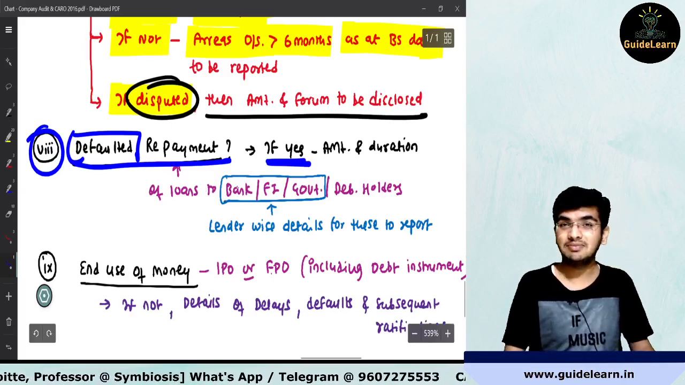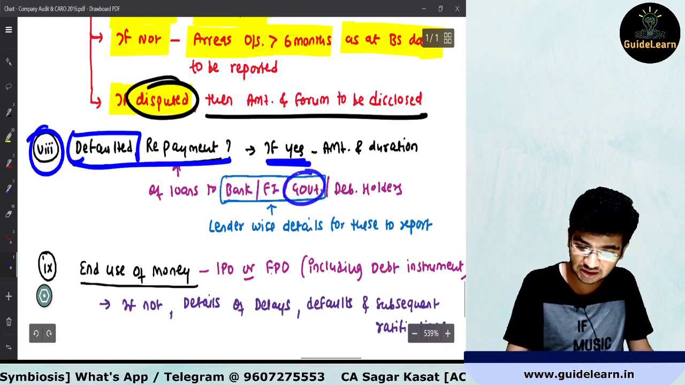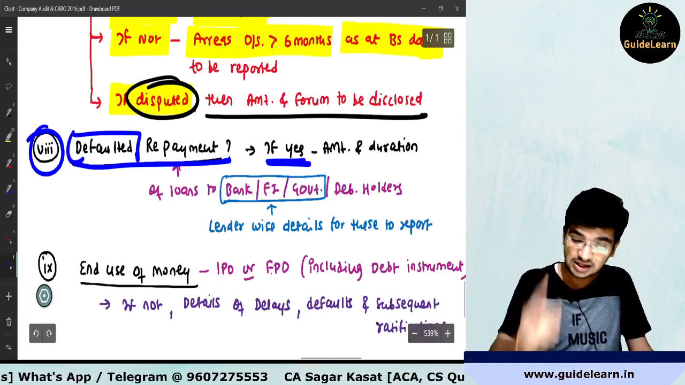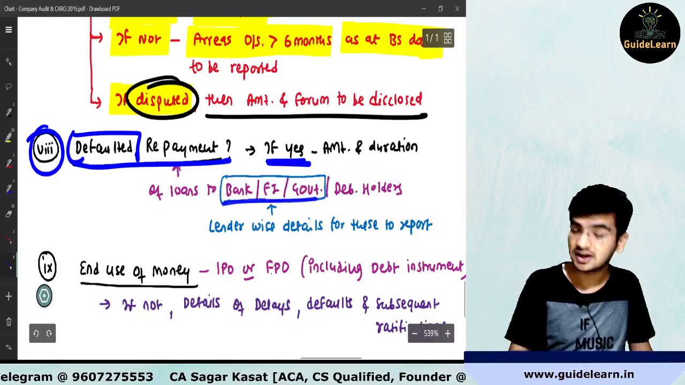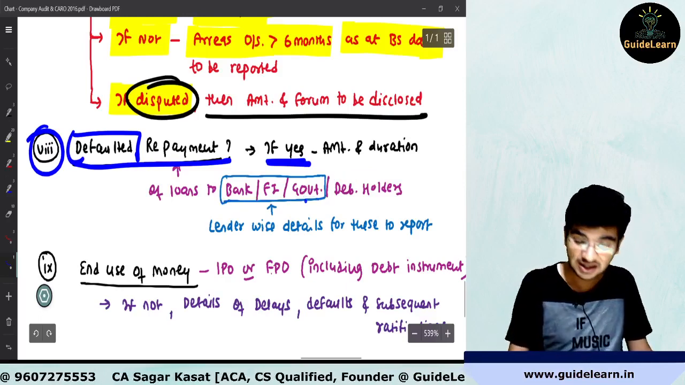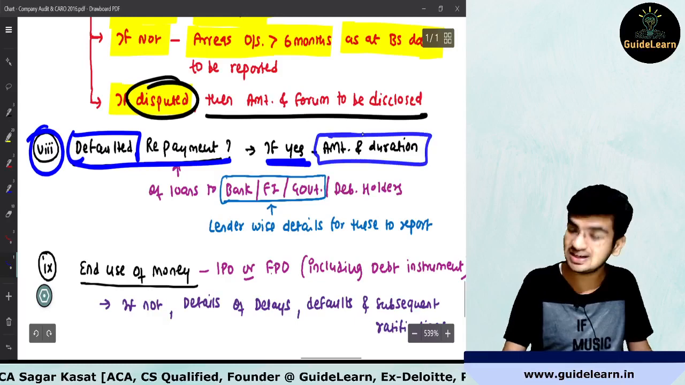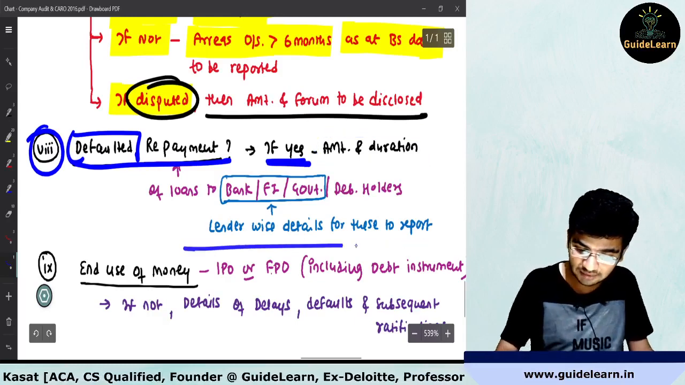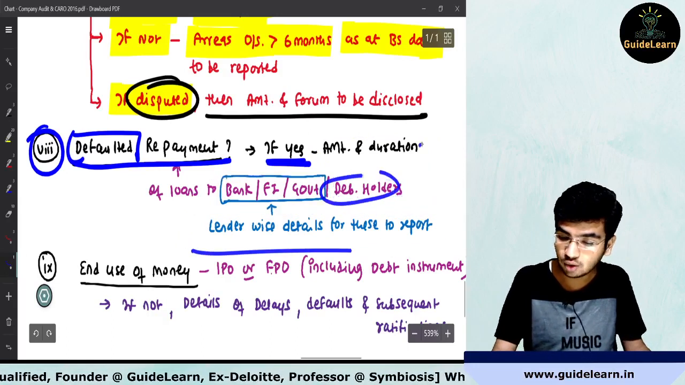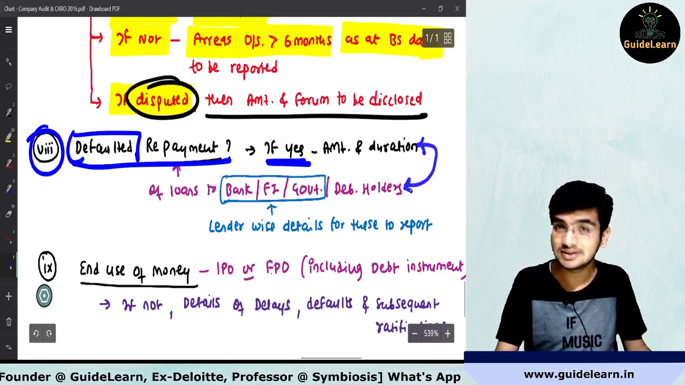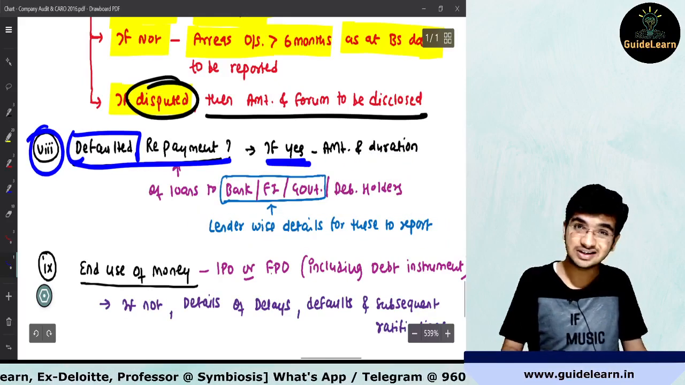From whom the loans have been taken by the company? That loan can be from any bank, financial institution, government, or debenture holders as well. Now, very important: except debenture holders, if the company has taken a loan from a bank, FI or government, then for these parties, if there is any default in repayment, the amount and duration obviously have to be given, plus there is an additional requirement of lender-wise details. Obviously for debenture holders only the amount and duration is the requirement, but for the other parties, along with amount and duration, you have to report the lender-wise details of the default.